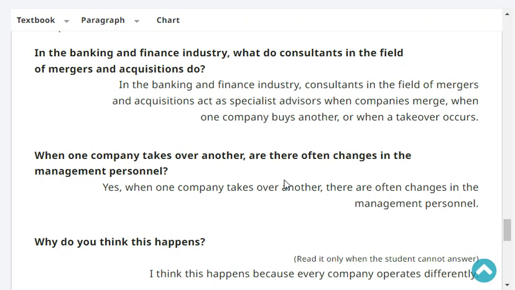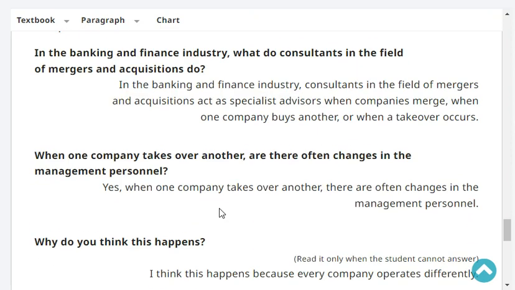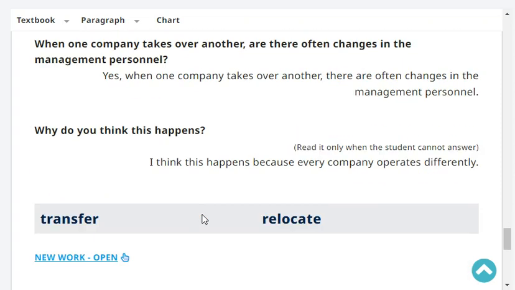When one company takes over another, are there often changes in the management personnel? Yes, when one company takes over another, there are often changes in the management personnel. Very good.